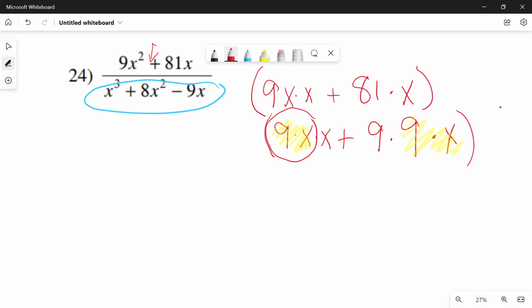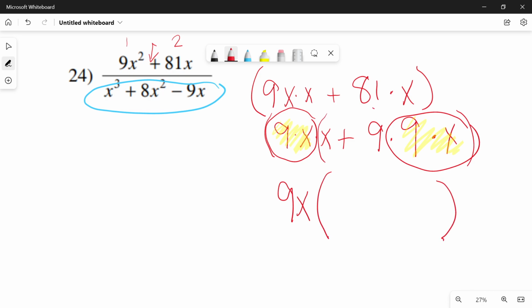I have two terms here, right? I have this term here, that's number 1, and this term here is number 2. But they have a common factor, which is 9x. So I'm going to put the 9x on the outside of a parentheses. And then on the inside, I'm going to put this stuff, x plus 9. So I've just rewritten this top to be 9x times x plus 9.